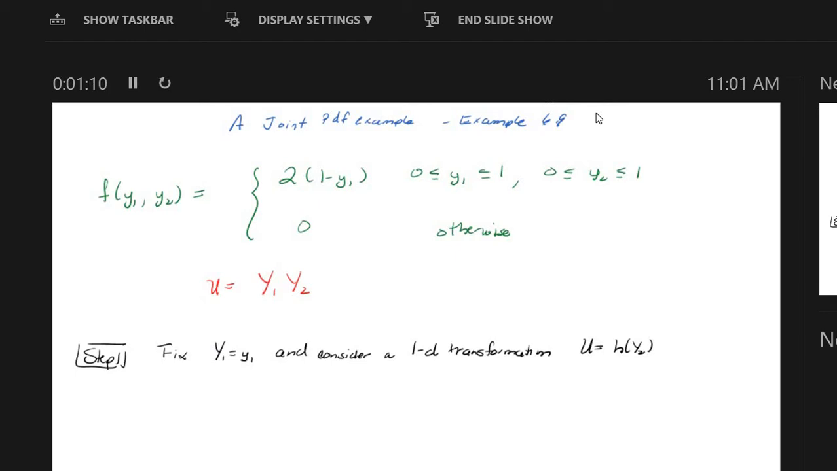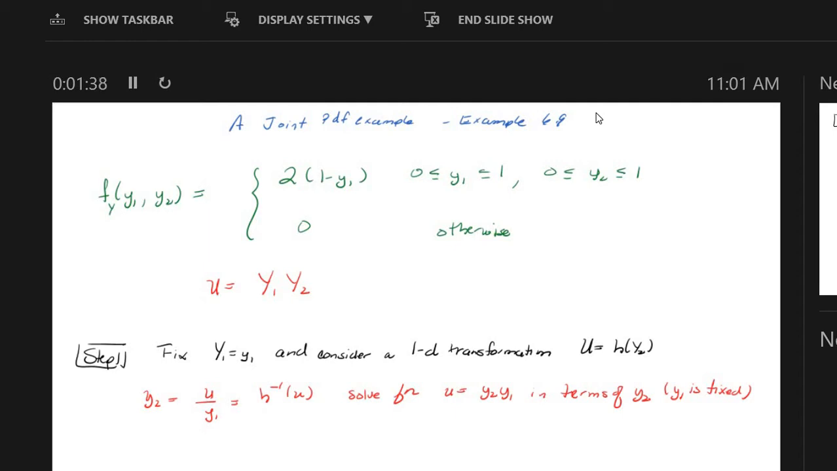So if you're going to do this for a joint PDF, at least I think the ones that you've been assigned on the homework, I could be wrong. If we have time today, I'll look around and as you're working on it, if you want to tackle one of these, we'll see if we can get away with these steps. You first fix y1 equals y1. You fix that one, and you consider only one variable, y2. So you do a 1D transformation.